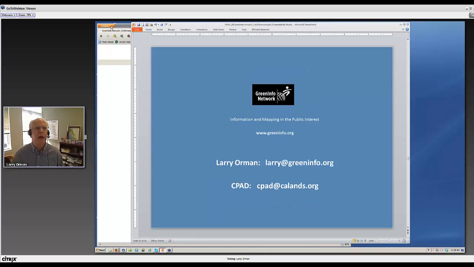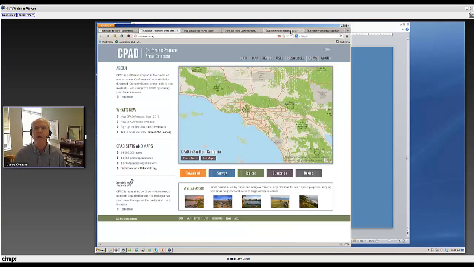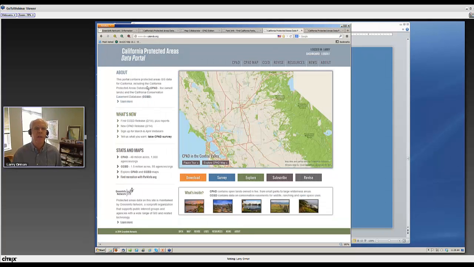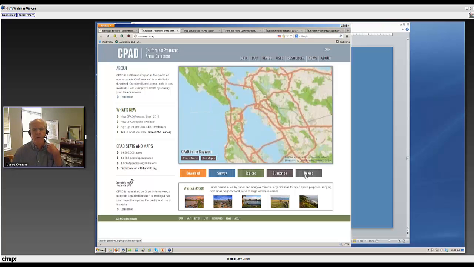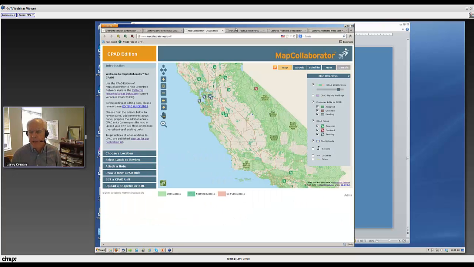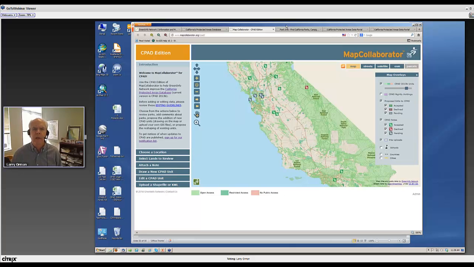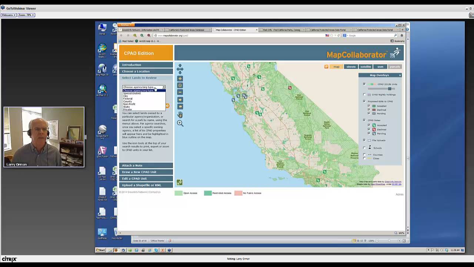Let me just briefly, without going into any great detail, point out the CA Lands website. That website will be slightly different. It'll be called a more general term when CCED comes out, but it's basically the same thing. The thing I want to point out is that we have a tool that allows people to propose revisions to CPAD, and it's a very useful tool. It's called Map Collaborator, and it's a basic application that GreenInfo has developed that allows any user to choose a location, select the kind of lands that they want to review.